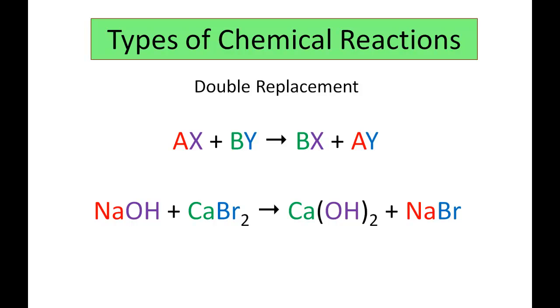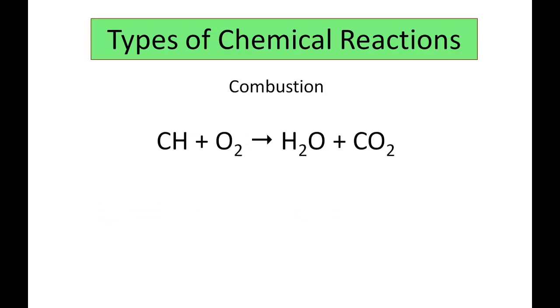Notice I still had to write the formulas so that they were neutral. In order to get calcium hydroxide to be neutral, we have to have one calcium which is a positive 2 charge and two hydroxides which are a negative 1 charge. The sodium bromide, the sodium has a +1 and the bromide has a -1. That's why it is a 1-to-1 ratio.